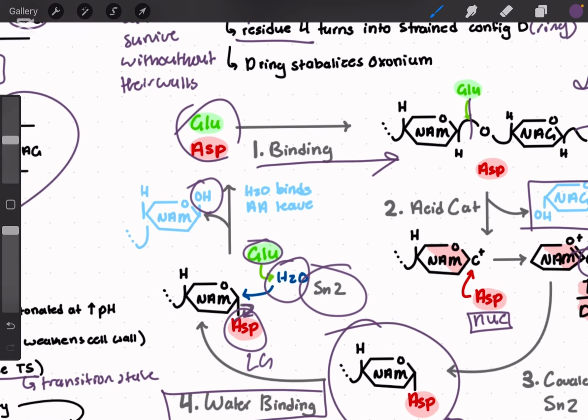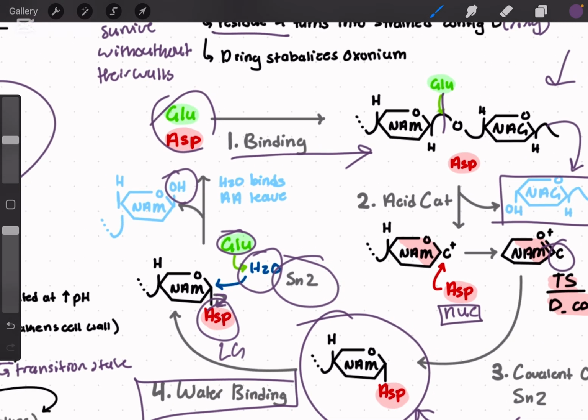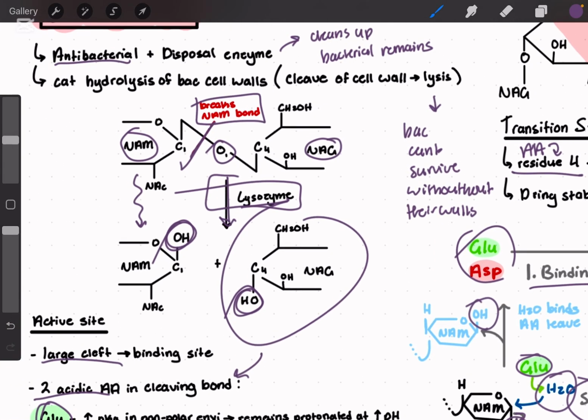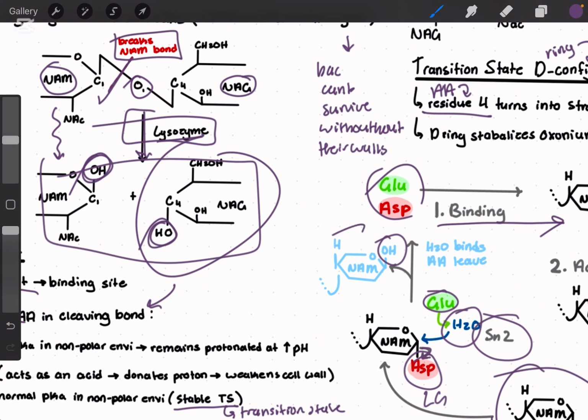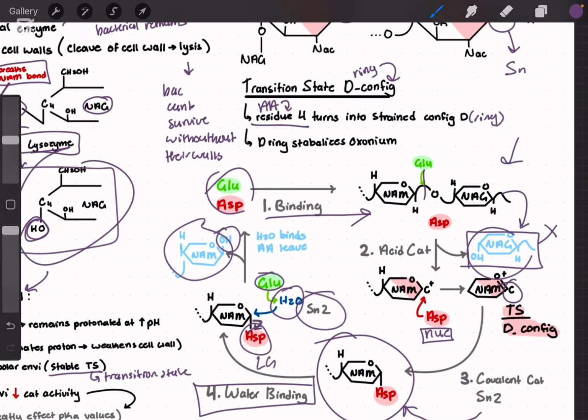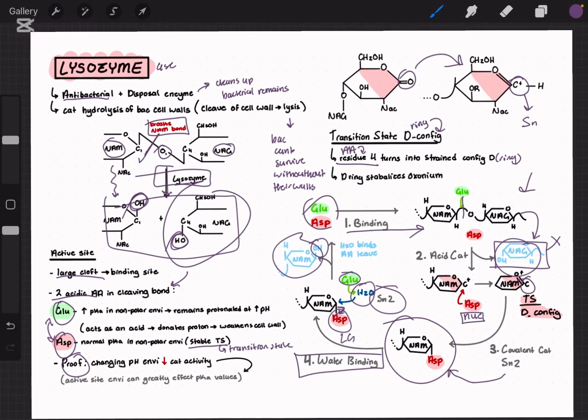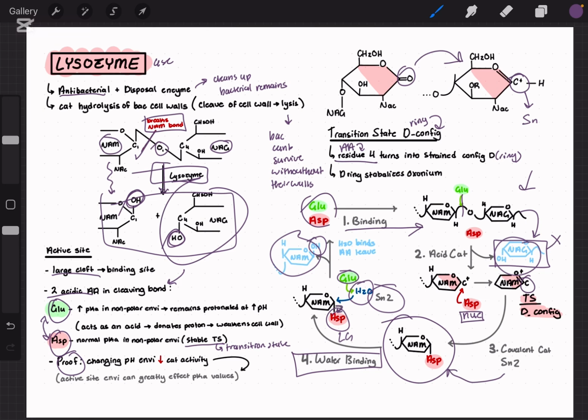And then finally, from that state, we have our free amino acids, and we have our two end products, NAM and NAG. And at this point, the bacteria cell wall is not surviving.